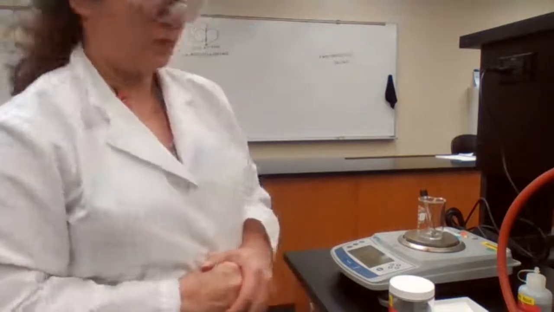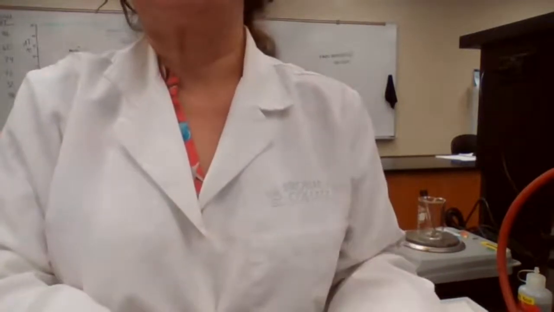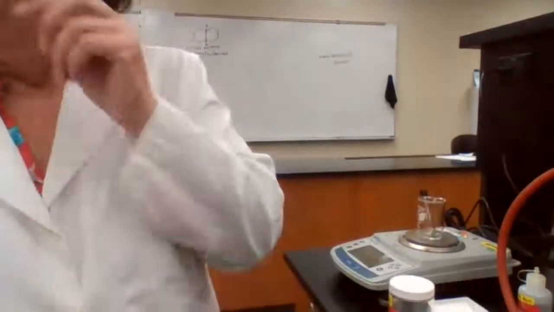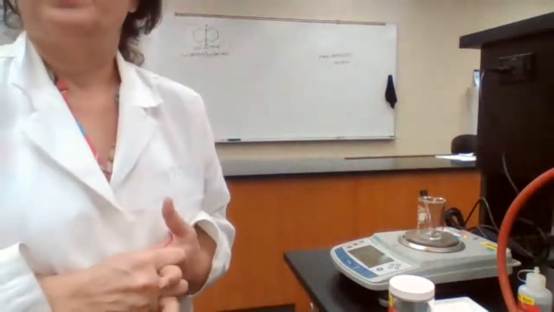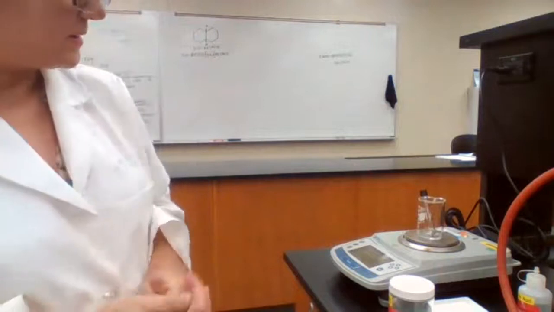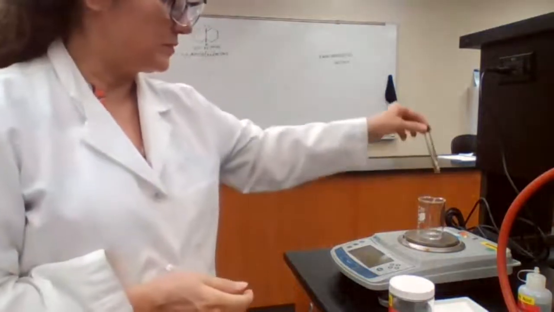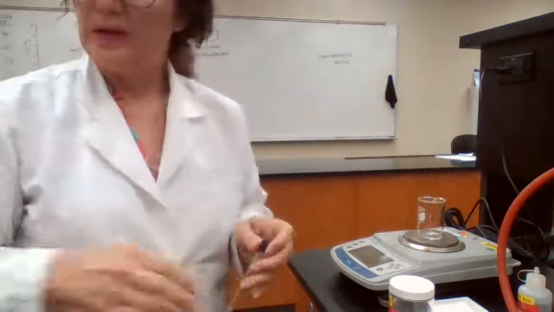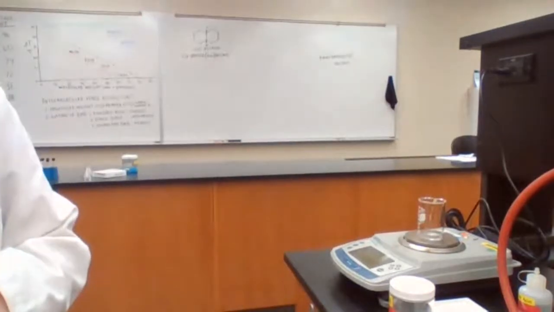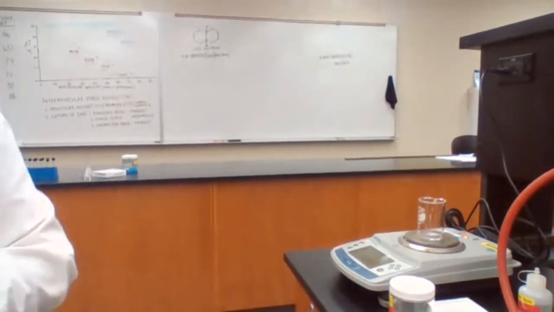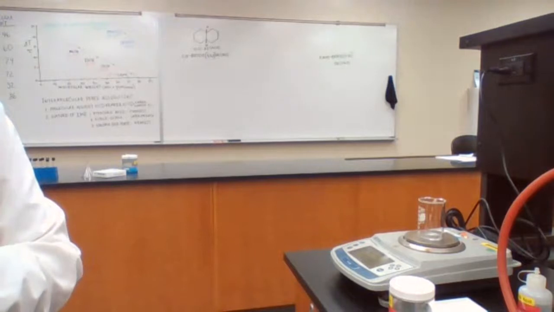So we have 12.172, and that is C. Okay, so 12.172 grams is the mass of the stoppered test tube. Then we're going to follow the procedure. We have the masses already recorded.